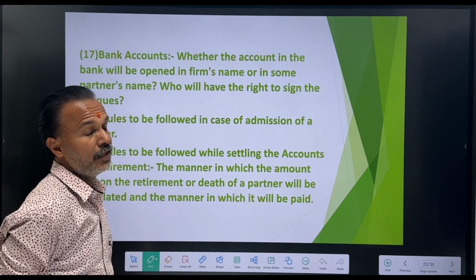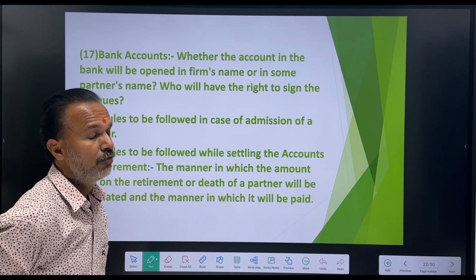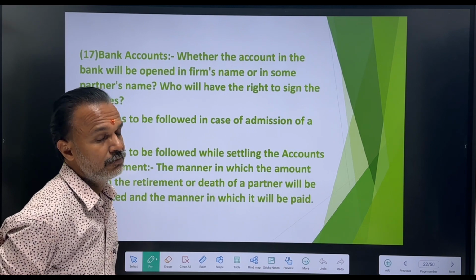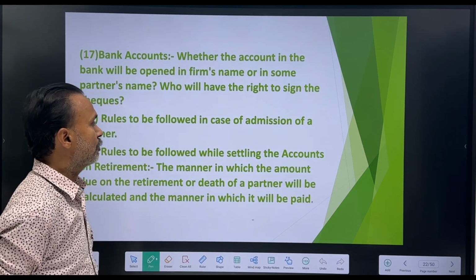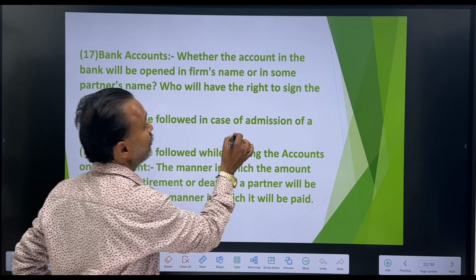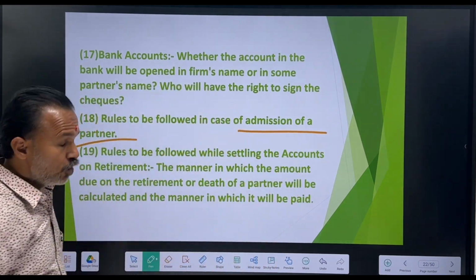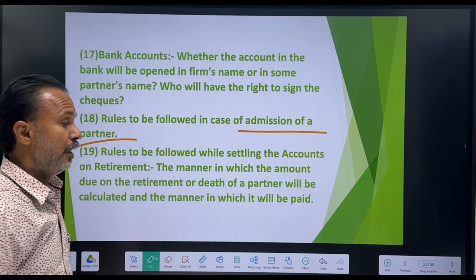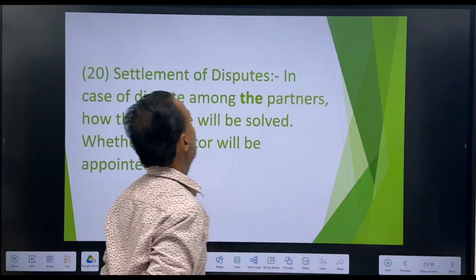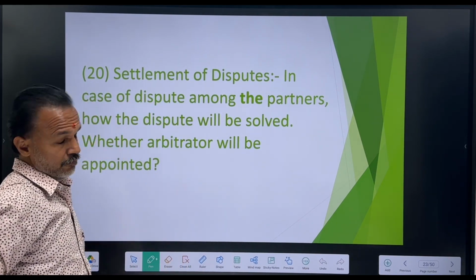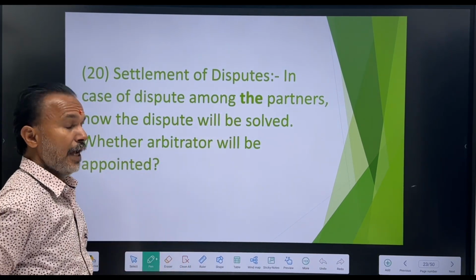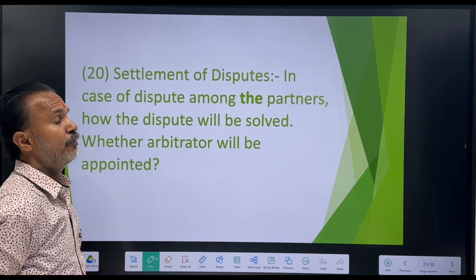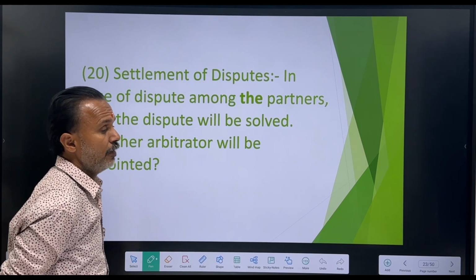Bank account. Whether the firm opens a bank account in its own name or in the name of a partner, and in which bank this account is opened. Rules to be followed at the time of admission of a partner. Rules to be followed at the time of retirement of a partner and settling their accounts. And last, settlement of dispute. If any dispute arises between partners, then who can become the arbitrator for solving the dispute among the partners.